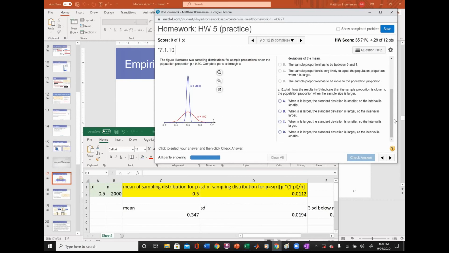So let's see which of these. When n is large, the standard deviation is smaller. So we can rule out, in my case, B and D. Standard deviation is not larger. So the interval is smaller.